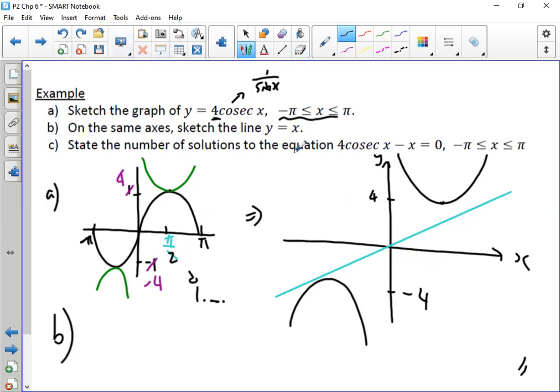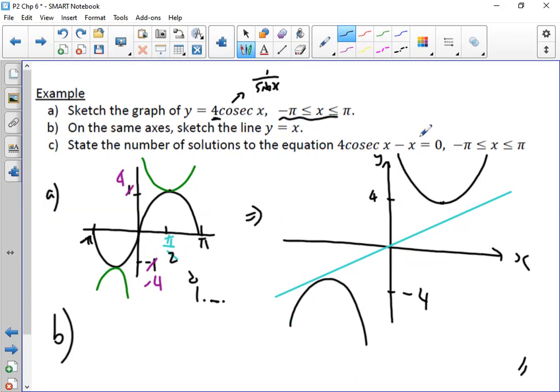Part C, state the number of solutions to the equation 4 cosec x minus x equals 0. Now, there must be a reason why they ask you to sketch it in part A and part B. How does that relate to part C? I'll give you some time to think. Pause the video and think about how it relates to part A and part B.